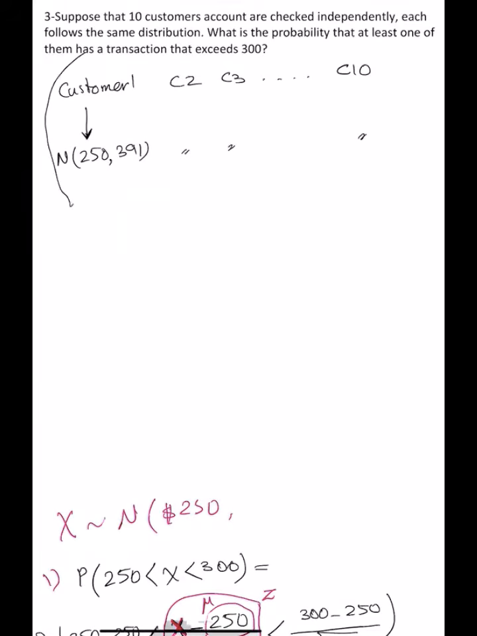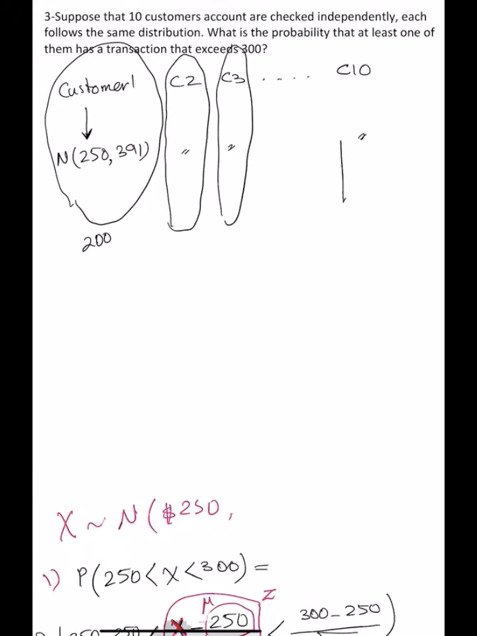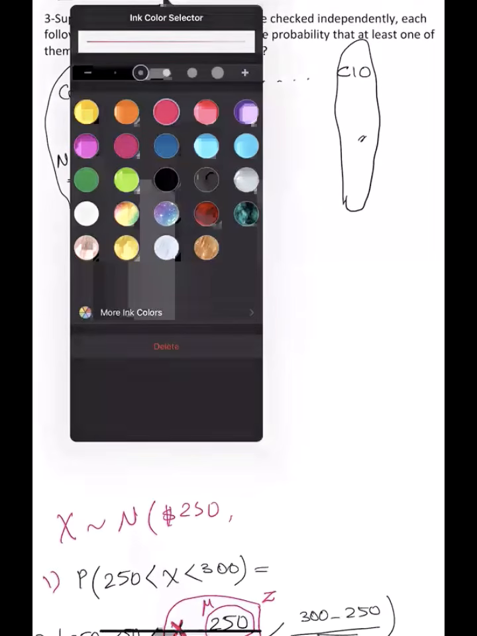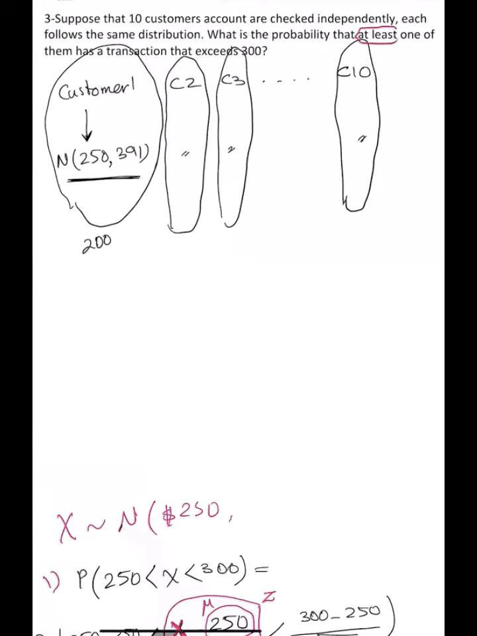And these accounts are independent from each other, meaning that if this account has a transaction of $200 in the next transaction, that has nothing to do with this account, or the other accounts, and so forth. So they are independent from each other in terms of their transaction values. However, the transaction values in all of them follow the same distribution. Now it says that of these 10 customers, what is the probability that at least one of them, or just for now, forget about the at least, let's put this aside. What is the probability that exactly one of them has a transaction that exceeds 300?